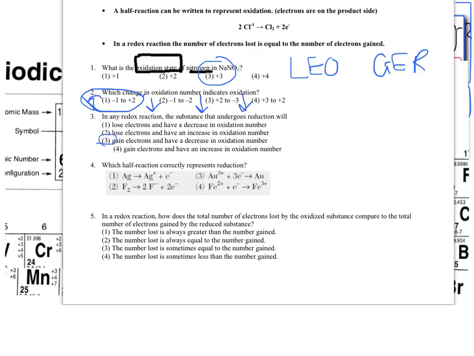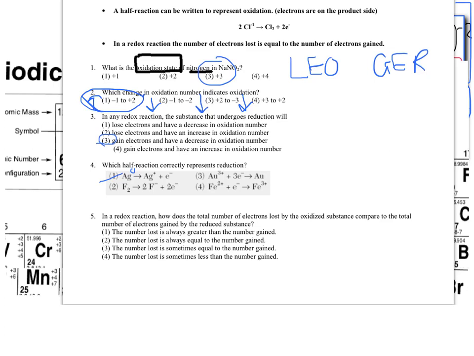In question number 4, again, we're asked about reduction. A gain of electrons is reduction. So we're looking for the oxidation number to go down from the reactant side to the product side. Looking at choice 1, the oxidation number, when not given, is always going to be 0. So to go from 0 to positive 1 is an increase. That is not a reduction, so that is not our choice. In choice 2, we go from a 0 to a negative 1. So choice 2 might be our answer.